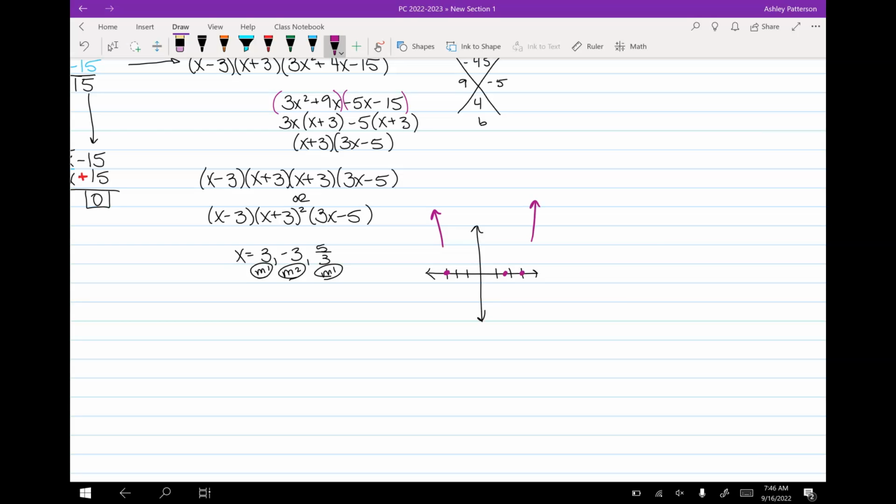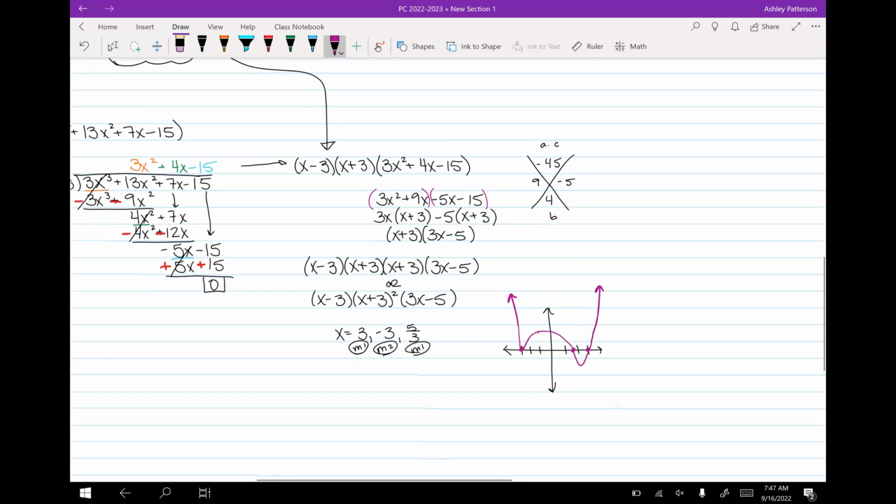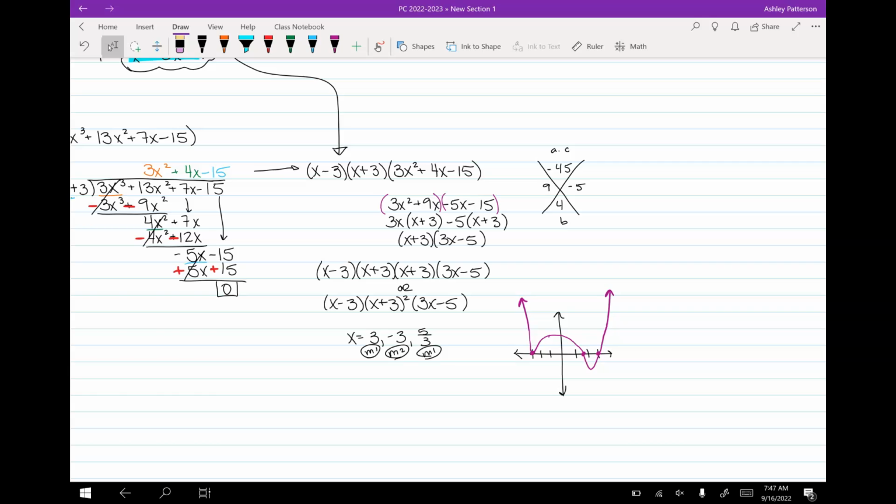I'm going to cut through. No, I'm not. I'm going to bounce off at negative 3 because it's a multiplicity of 2. However, I cut through the other 2. How high up, how low you go, it doesn't matter. This is a sketch. And there it is. Right on. Look at you.